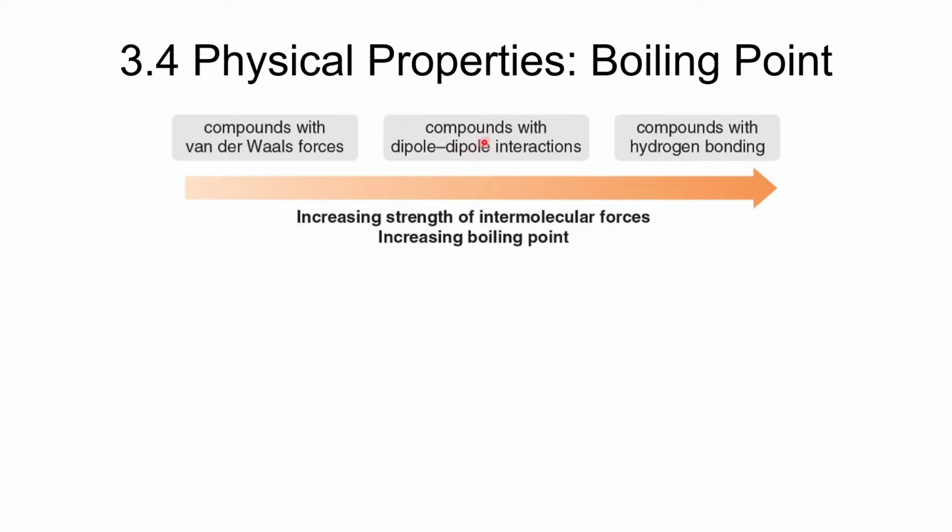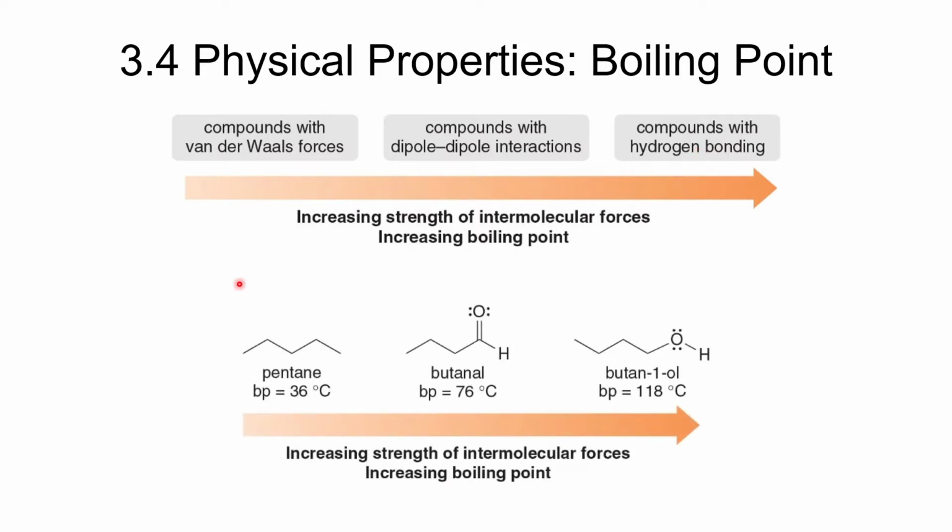Compounds that have dipole-dipole interactions will have somewhat higher boiling points. And compounds that are capable of hydrogen bonding are going to have even higher boiling points. And here is a series of examples that demonstrate this. In order to make this work, you need to pick compounds that have similar size, because if the size is different, then the strength of the van der Waals interactions are going to be substantially different. So you gotta keep them about the same size.